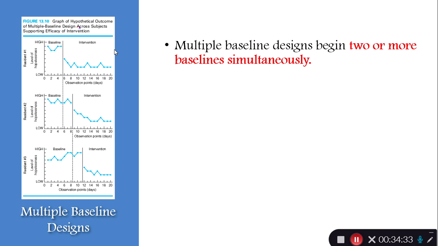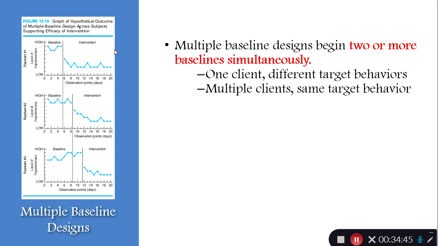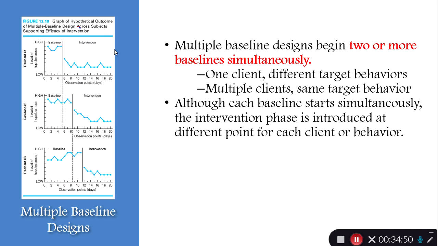And then here next we have the multiple baseline design. For multiple baseline design, we begin with 2 or more baselines simultaneously. These 2 or more baselines could be one client with different target behaviors, or multiple clients with the same target behavior. In this particular graph, this is multiple clients with the same target behavior, because we see here resident 1, resident 2, resident 3. So these are multiple clients, but we're measuring the same target behavior for each client.